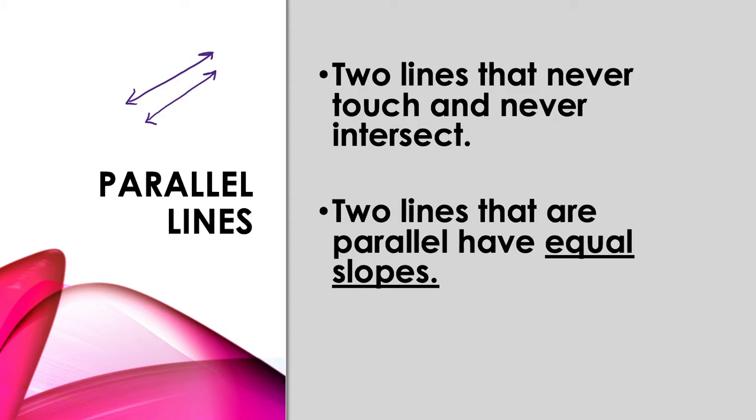The two lines that are parallel will always have equal slopes. Remember that slope is a measure of the steepness. And so if the lines are running side by side, they're going to have the same steepness or the same slope.